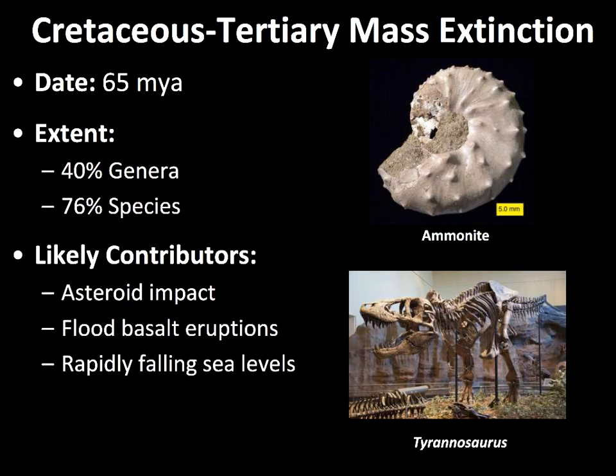In terms of causes, you should know by this point that the main theorized cause for the Cretaceous-Tertiary mass extinction was an asteroid impact. However, there are also causes that other scientists have theorized as having happened in concert with the asteroid impact and possibly might have even been more effective in causing mass extinction. And those two are flood basalt eruptions, large-scale magmatic eruptions, and rapidly falling sea levels, some studies have also shown to have played a part in the Cretaceous-Tertiary mass extinction.